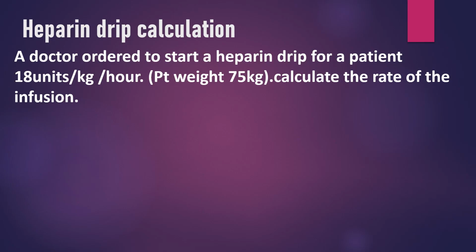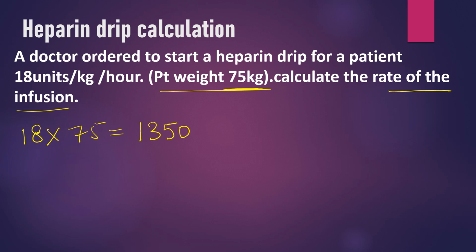Heparin drip calculation. So, the question is a doctor ordered to start a heparin drip for a patient with 18 units per kg per hour, and the weight of the patient is 75 kg, and we need to calculate the rate of infusion. So, here, first step is we will identify the total units to be given per hour. So, we will multiply 18 to 75, and we will get 1350 units per hour to be administered.